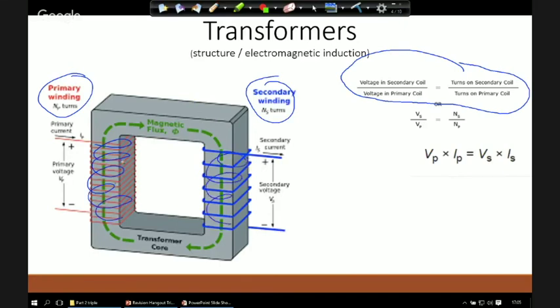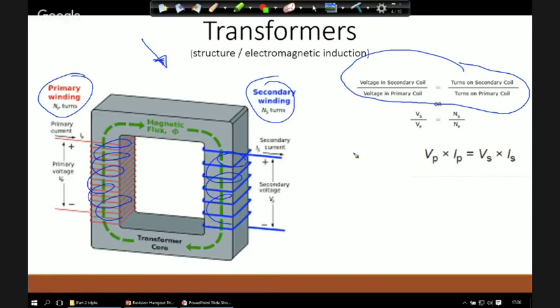On my left-hand side, I have lots of coils of wire. On the right-hand side, I have fewer coils of wire. So the ratio of the voltages will work in the same way. I'll be reducing the amount of voltage because I'm reducing the number of coils here. So this is an example of a step-down transformer because it's reducing my voltage.